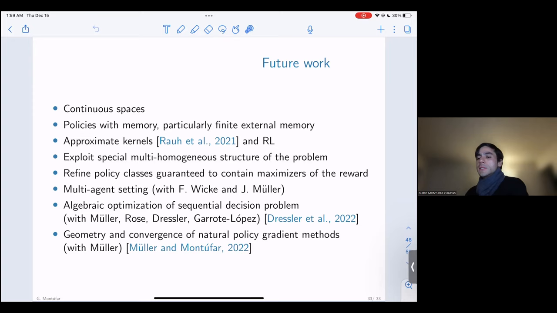interesting aspects to study. Moreover, I focused on policies with memory, and we have a couple of ideas and things that we think would be very interesting to develop in the case that the policies have a memory. And also continuous spaces. So today I showed you a discussion of finite state spaces and finite action spaces. Okay, so I will stop here and I'm happy to take any questions or discussion.